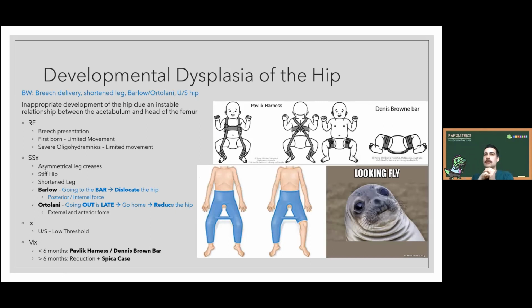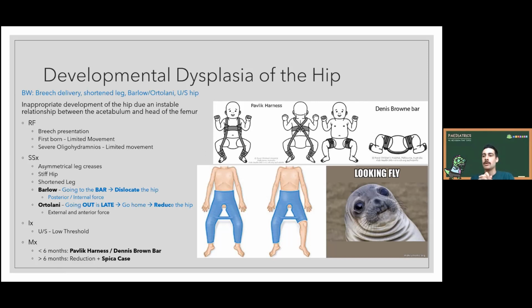So if there's a traumatic delivery from breech, or they can't move too much during the delivery, so if they're the firstborn or have severe oligohydramnios, they can develop DDH. And it's usually a shortened leg on the side of DDH and a stiff hip. And then you test for it on a newborn exam.